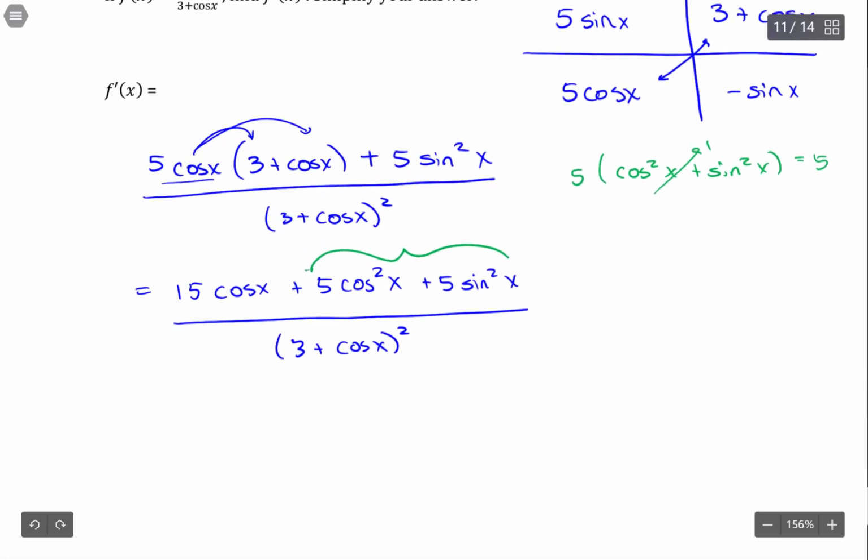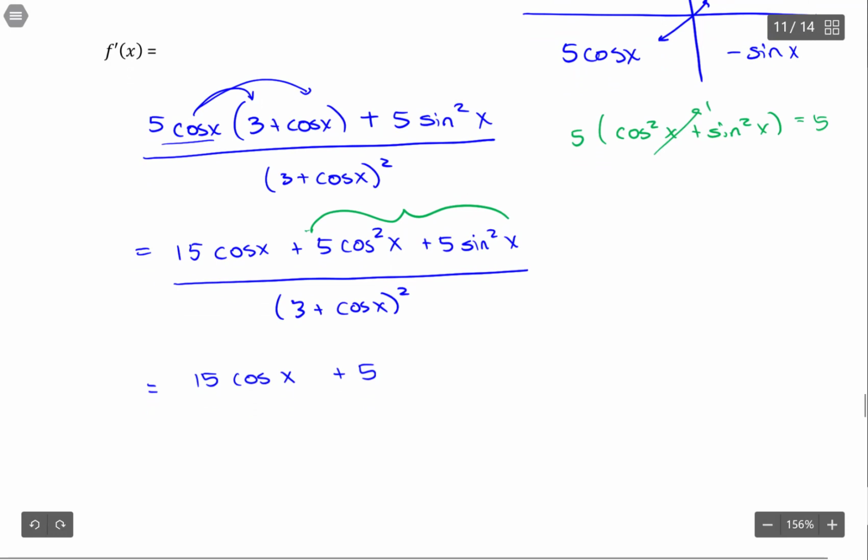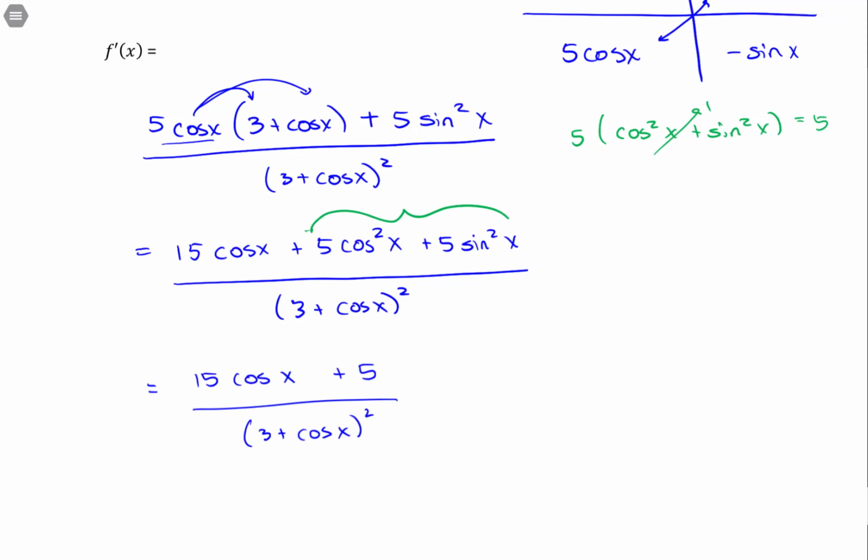So this becomes 15 cosine x plus 5 all over 3 plus cosine x squared. And that's a much simpler form, definitely easier to type into the answer box, or if you needed to find another derivative or anything. But you really don't have to stop there.